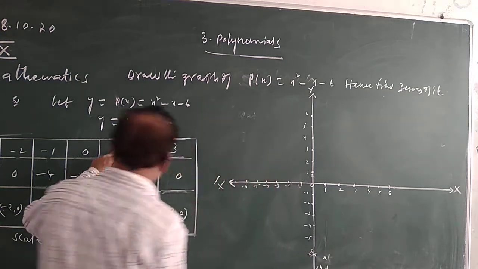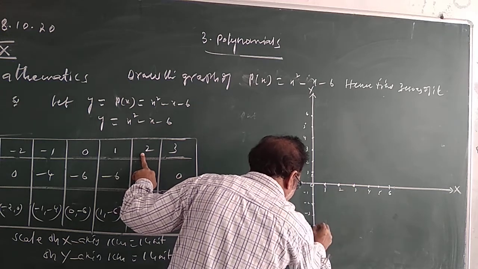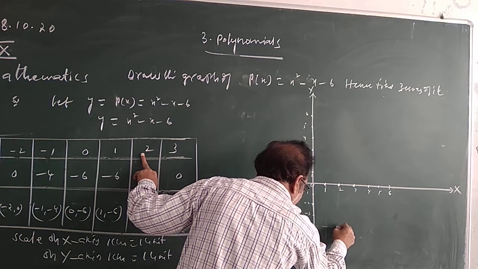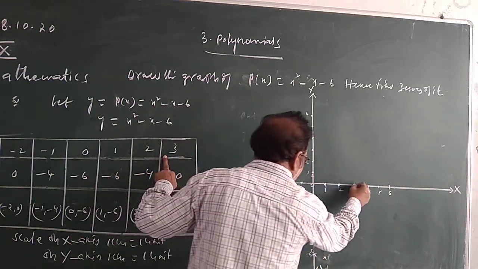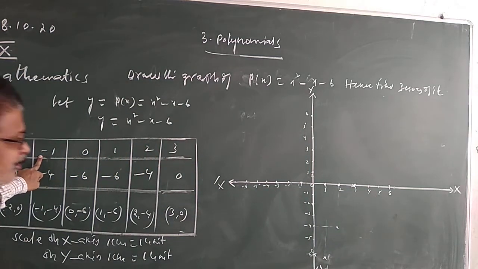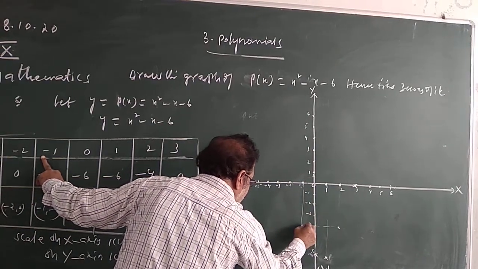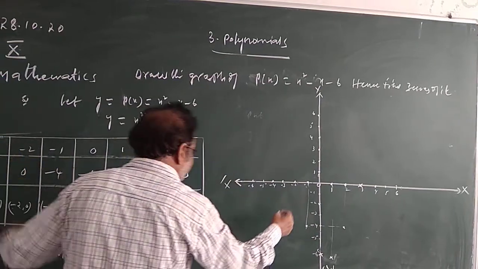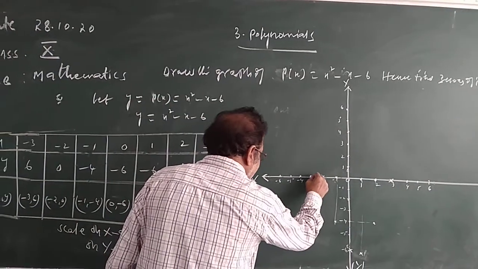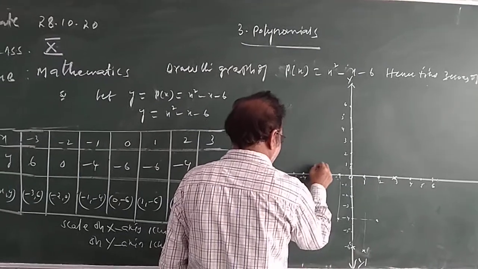Corresponding to 2, minus 4. Corresponding to 3, 0. Next, corresponding to minus 1, minus 4. Corresponding to minus 2, 0. Corresponding to minus 3, 6, positive value.